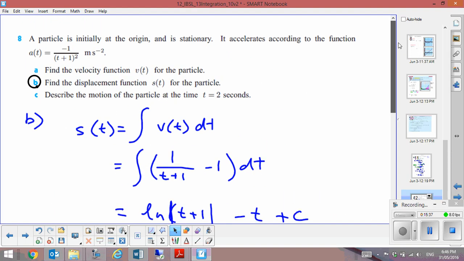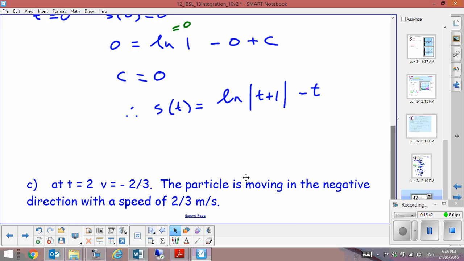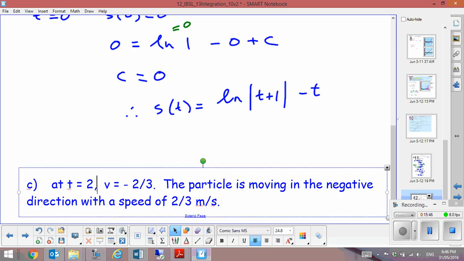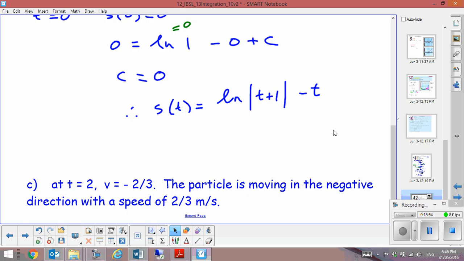Then back in part C, describe the motion of the particle at the time t equal to 2. At t equal to 2, our velocity is equal to minus 2/3. So what does that mean? The particle is moving in the negative direction with a speed of 2/3 meters per second.